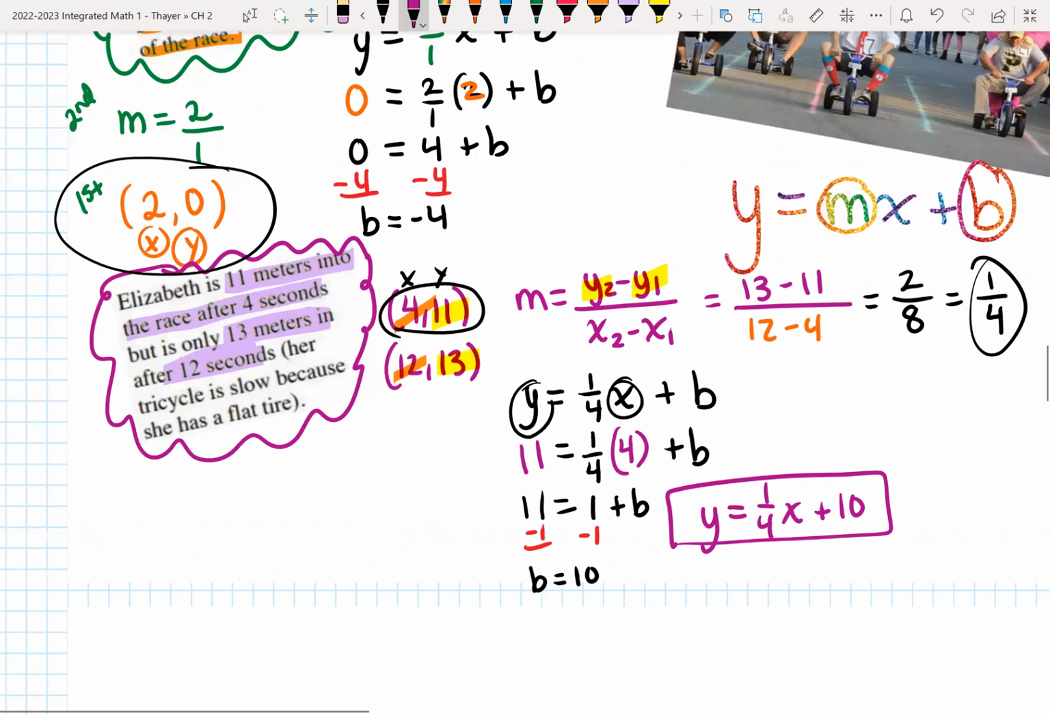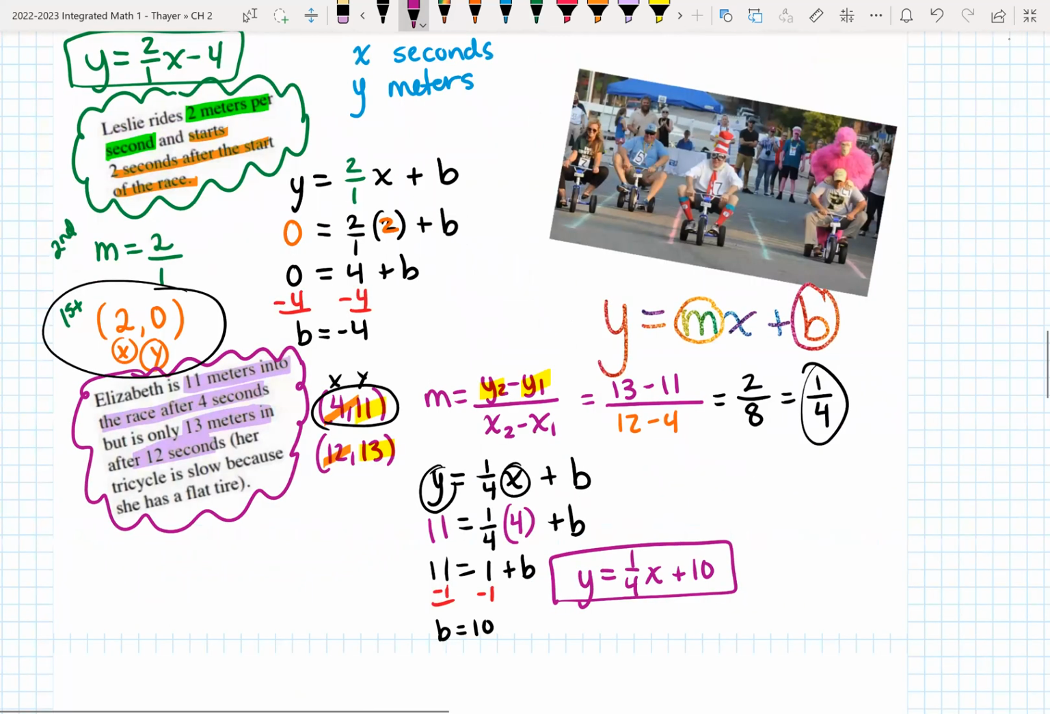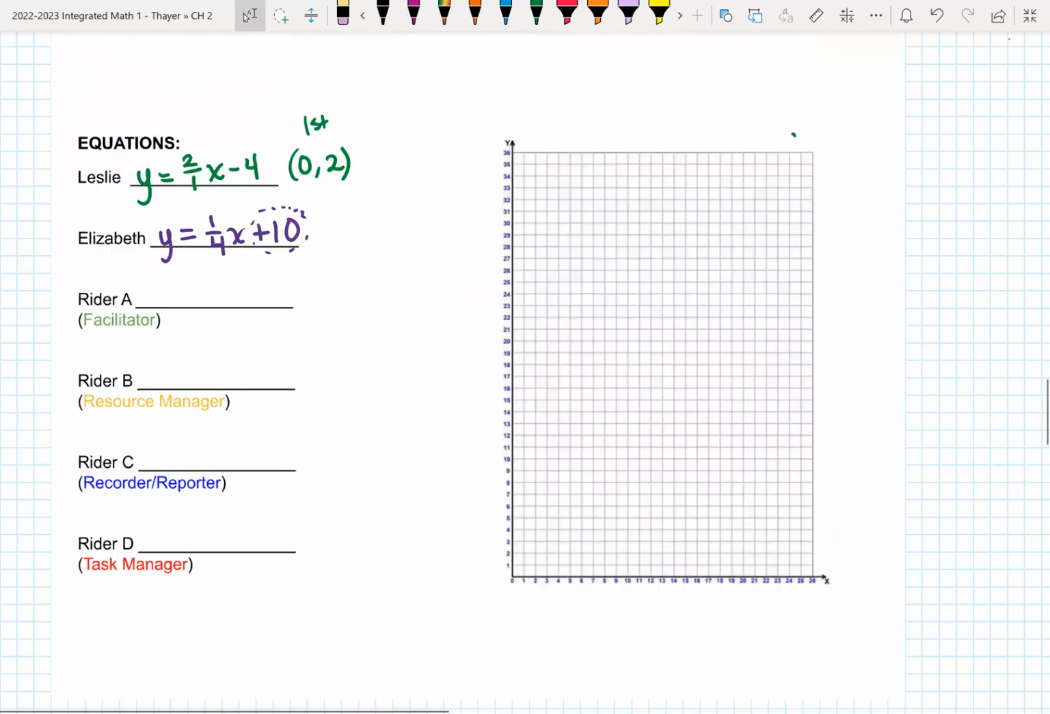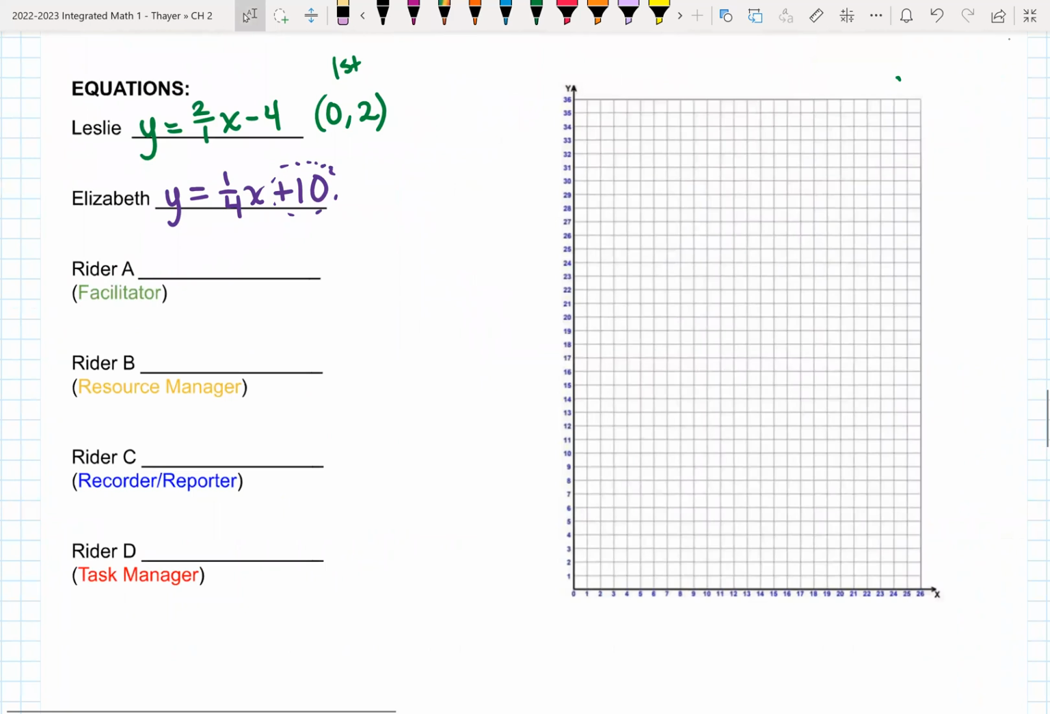So zooming out, we used the 2 clues. As a class, we worked through them. And now as a class, we have the first 2 equations. There they are. Take out your graphing paper now.